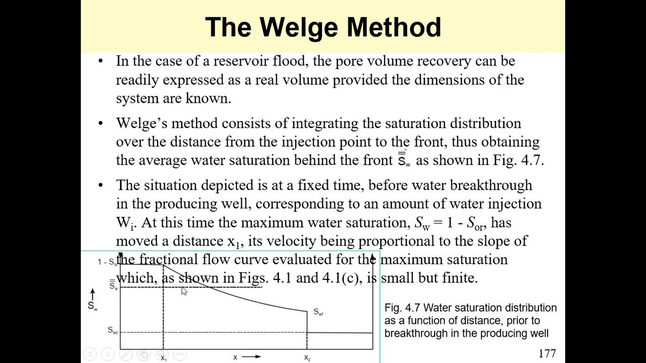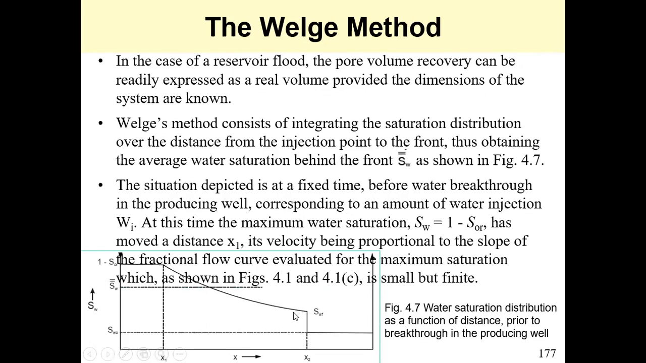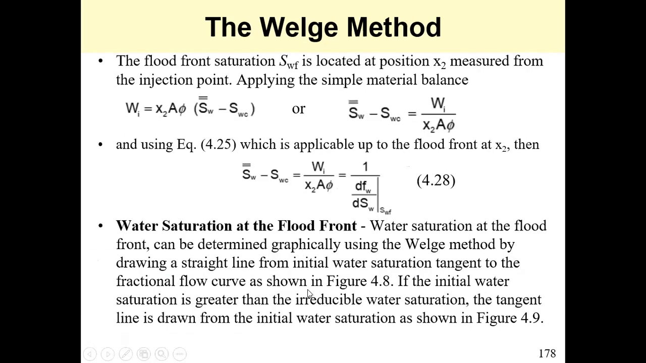So here, from X1 to X2, due to unfavorable displacement, that is M being greater than one, you're having a profile which is not piston-like. And then Welge achieved the derivation for obtaining the average water saturation at the front. So the flood front, SWF, is the saturation here at this discontinuity. The flood front saturation is located at a position X2 measured from the injection point.